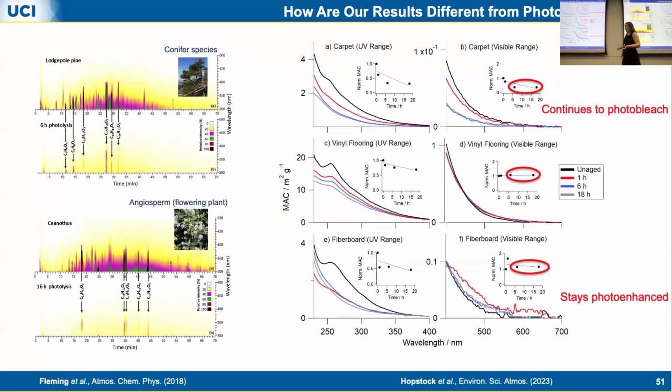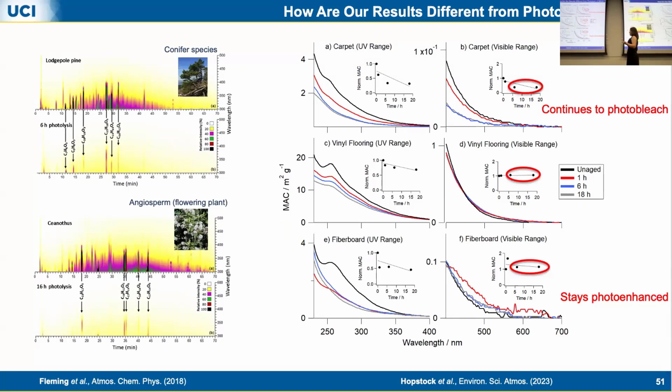And so we did do some long-term experiments. Michael did them, so thank you so much for all the time, Michael, that you invested in these 18-hour photolysis experiments. And so I'm showing carpet in the top, vinyl flooring in the middle, and fiberboard organic aerosol on the bottom, UV on the left, and then visible wavelength range on the right.